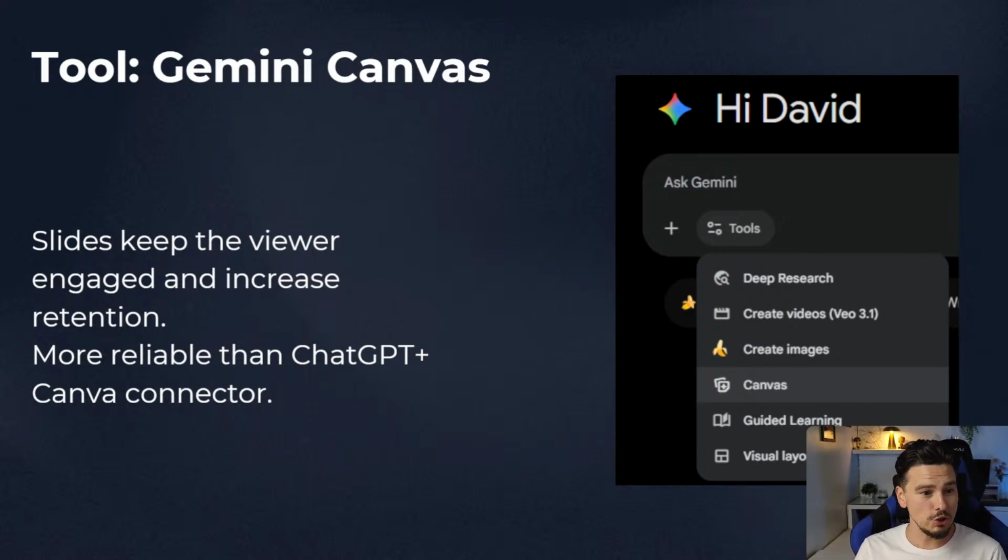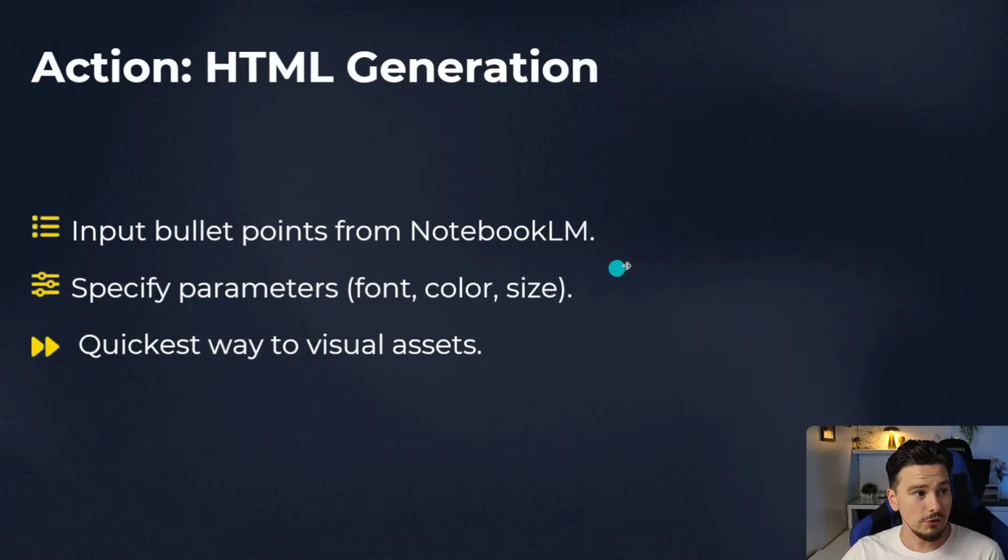So I use Gemini Canvas now. I use a quick prompt as well. I'm going to show you. I use all the bullet points from NotebookLM and feed them to Gemini so that it's going to use these. And I can also say, hey, please use this color, this font, this size. So it has all these things. All I need to do is just pull it into my background, and that's pretty much it.